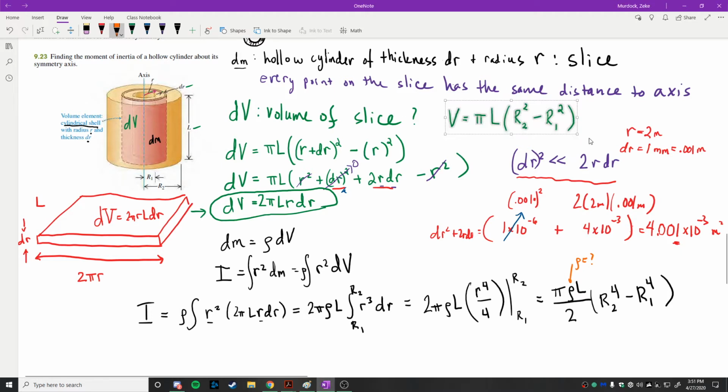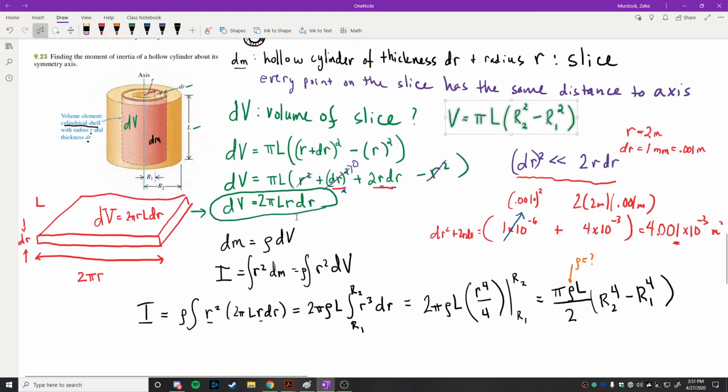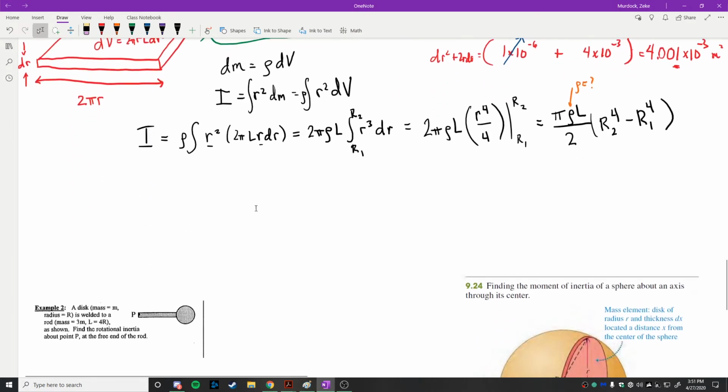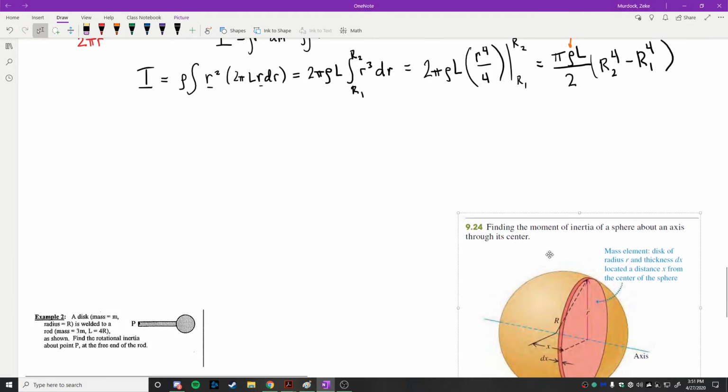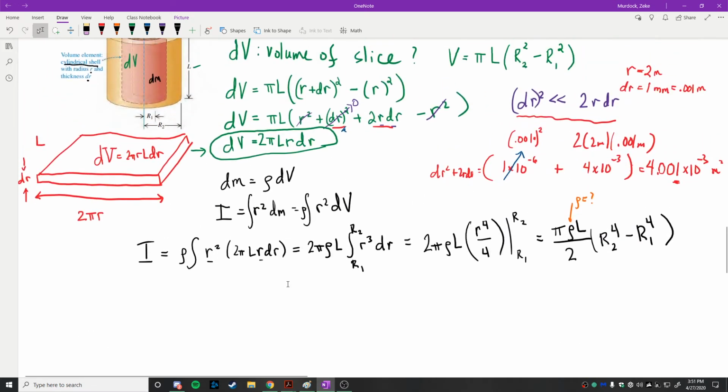So we've got the volume, right? If we go back to look at the problem, it doesn't say anything about mass, does it? But I'm going to say the total mass is going to be m. So we're going to say the total mass of our object is going to be big M. And now we're going to say, okay, density is equal to mass over volume. Our volume is given right here. So it's going to be mass divided by pi L, and then R2 squared minus R1 squared.